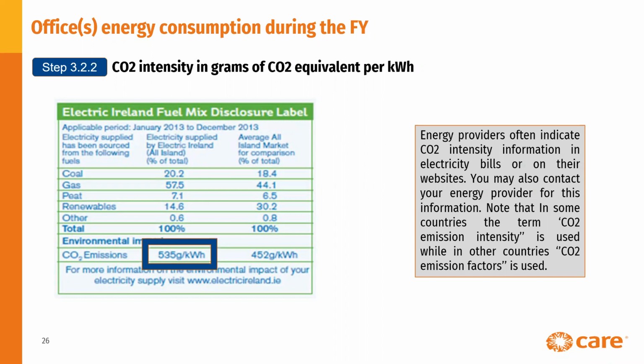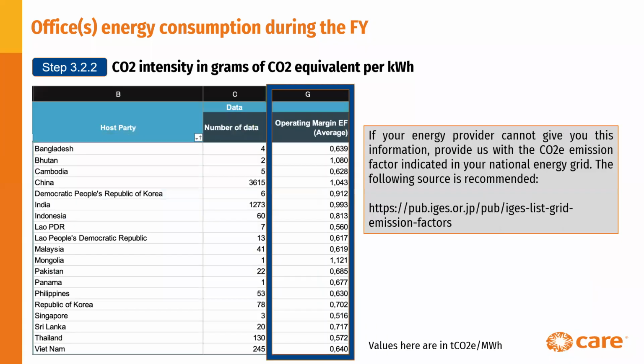So they show that between January 2013 to December 2013, they had an average of 535 grams of CO2 equivalent per kilowatt hour. Note that in some countries, the term CO2 emission intensity is used, while in other countries, CO2 emission factor is used. We'll have to distinguish between them, knowing that they surely mean the same information. However, if your energy provider cannot give you this information, you may provide us with the CO2 emission factor indicated in your national energy grid.